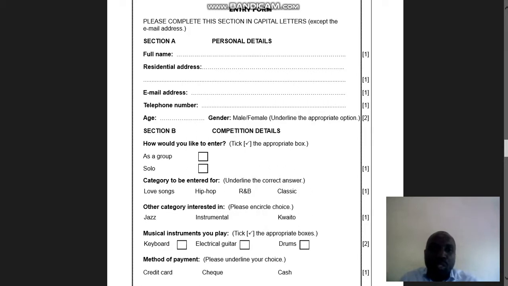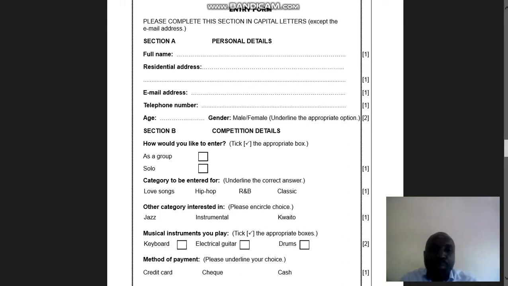Tick the appropriate box. How would you like to enter? Which means you don't have to tick in both boxes. You only need to choose one box that you must tick. But don't just choose. You need to make use of the information that you are given above to find out if Peter is entering the competition as a group or in the form of solo. So you need to find this information from the text that you are given above. That's why you must read that information, understand it, and then you complete the form.